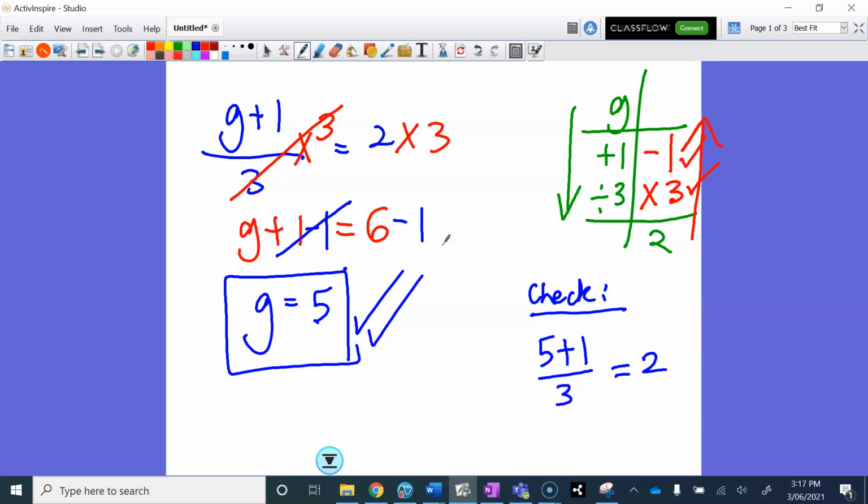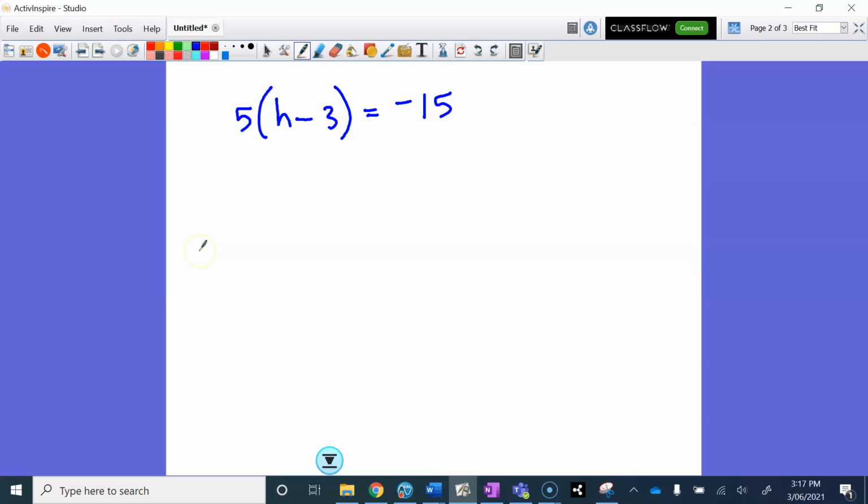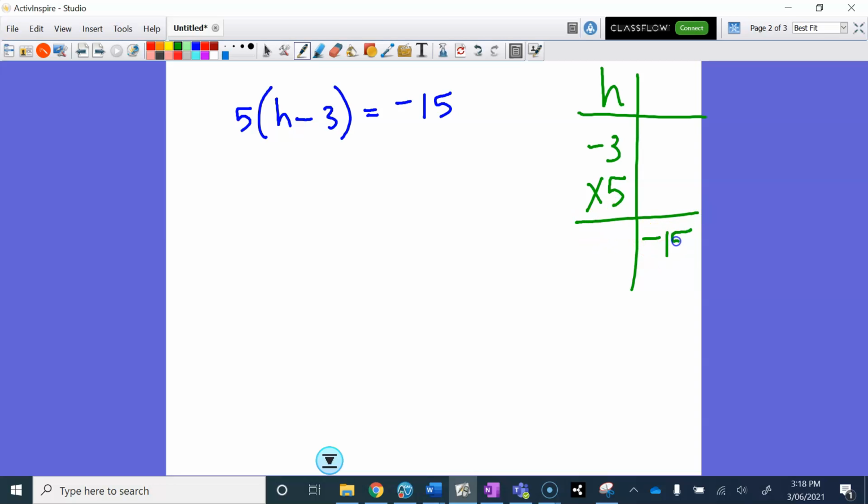So if I've got a different equation, this one with the letter H, I need to undo all the processes that have happened to H in order to get H equals a number. So in terms of the story, thinking about what's happened to this letter H, first of all, if I've got this number H, the first thing that I've done to it is subtract 3. The second thing I've done to it is times by 5, and the answer is negative 15.